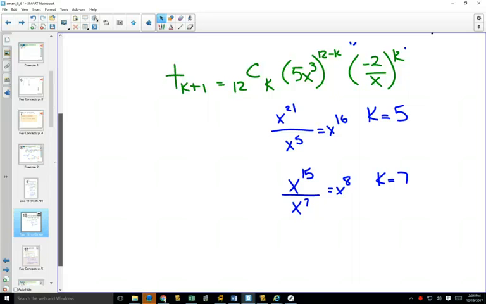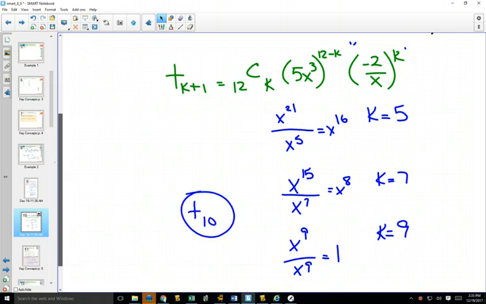Did they all cancel out? No. So we need a bigger value of k. 9. If we plug in 9, this will be x to the 9 on top, x to the 9 on bottom. That simplifies. So now k is 9, find term 10, and you'd find the constant term. I'll leave that for you, unless you want me to do it right now.